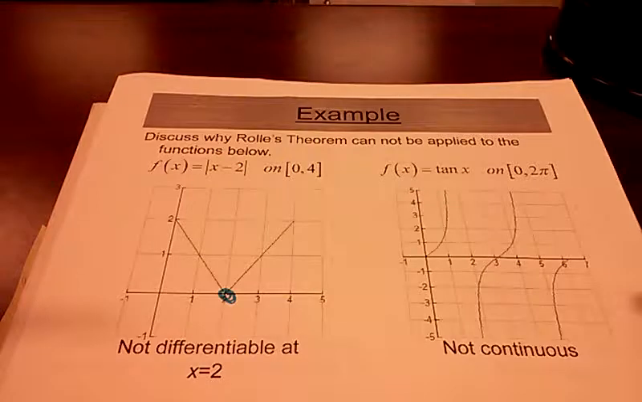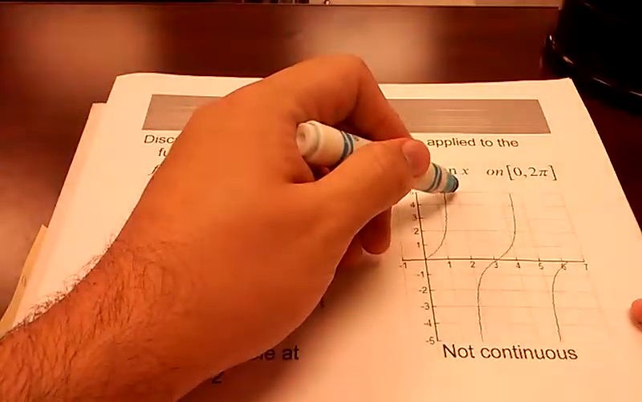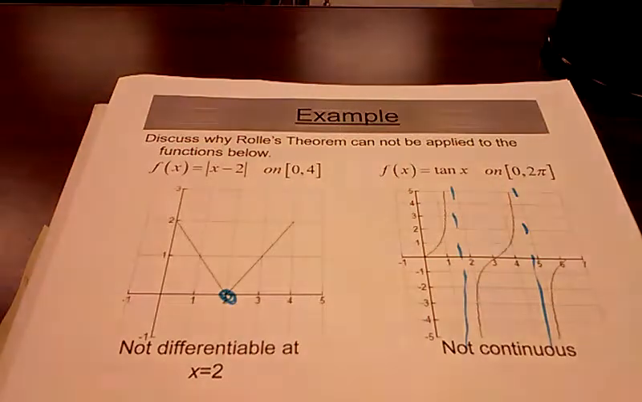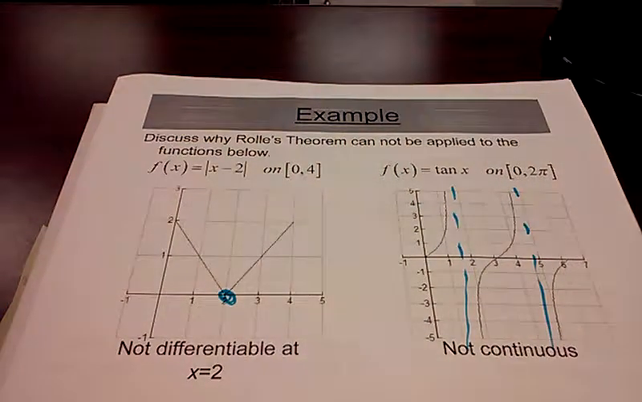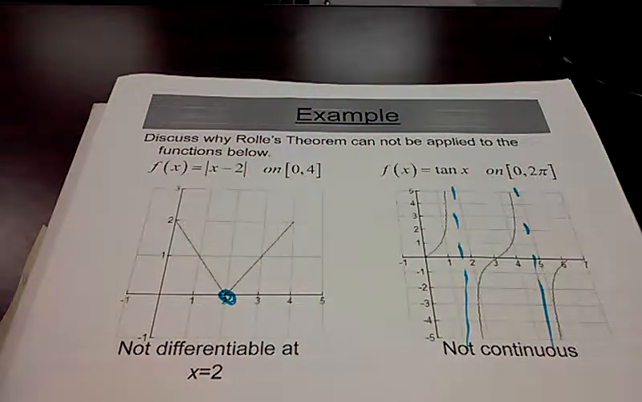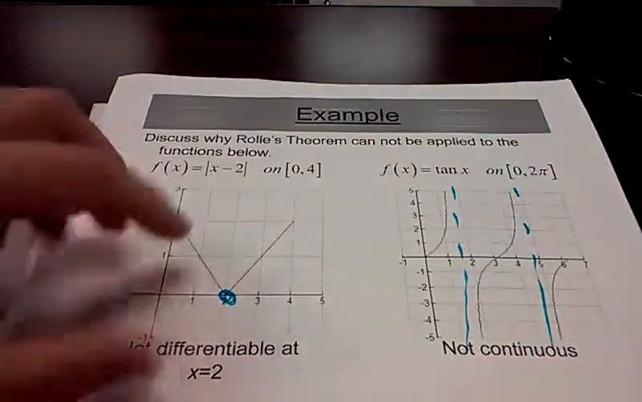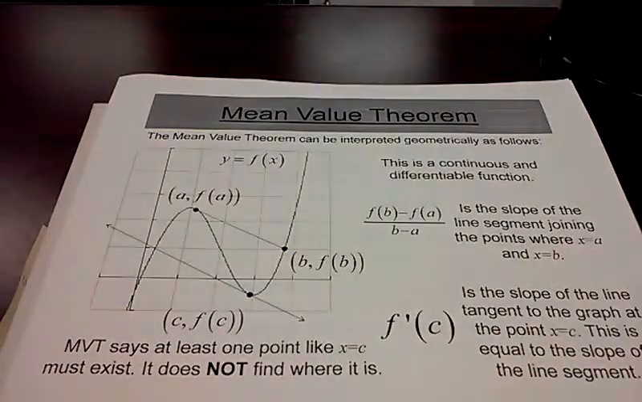The second one, you should probably see right off the bat, the function is not continuous. There are gaps in the function at this value and at this value. So this function is not continuous, so it doesn't pass Rolle's conditional statement. So we can't use Rolle's theorem. The three conditions that have to be met: it has to be a continuous function, it has to be differentiable, and the starting value has to equal the ending value. All right, the mean value theorem.